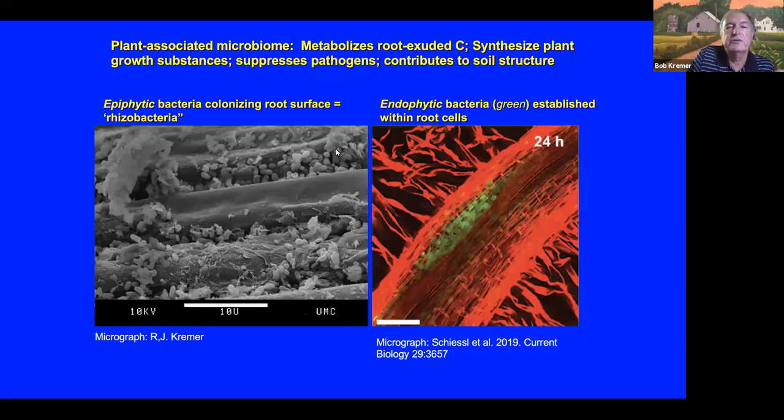So we'll be looking at the plant-associated microbiome because really this is where the action is. The microbiome that is associated with the plant roots metabolizes this carbon. They synthesize plant growth substances that, for instance, stimulate root growth. They produce antibiotics to suppress pathogens and contribute to the soil structure. And again, here are some of these bacteria that are on the surface. We call these rhizobacteria, but we don't want to forget that there are a lot of bacteria that are actually within root cells or within plant tissue, which we call endophytes. And that's what you can see here in this particular micrograph where the bacteria are staining green, and they are, for the most part, beneficial to the plant, producing all these substances that are effective for plant growth.